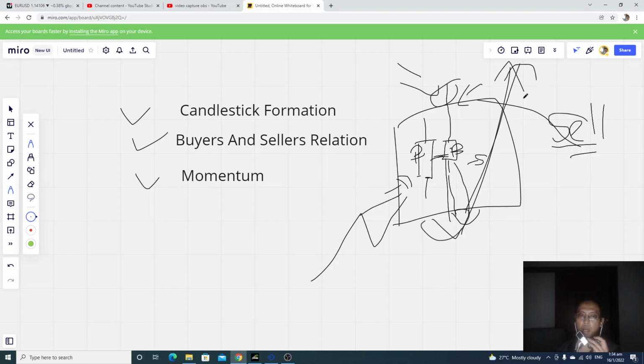Okay, that is how buyers and sellers relate. So you need to understand, the longer the shadow, the more the rejection. So from there on, you can make a trading decision. The smaller the body, the lesser the momentum.